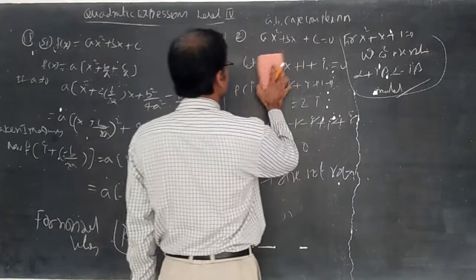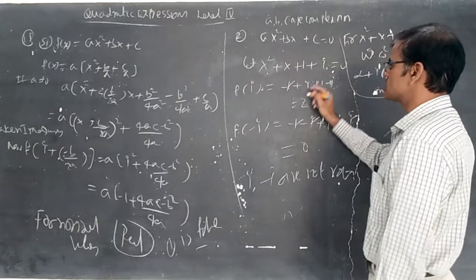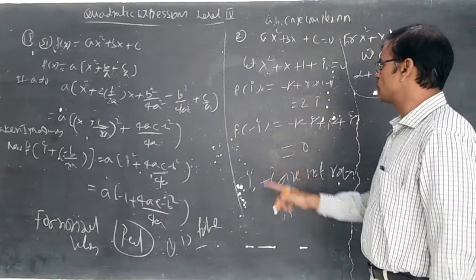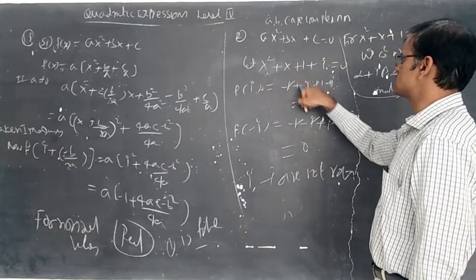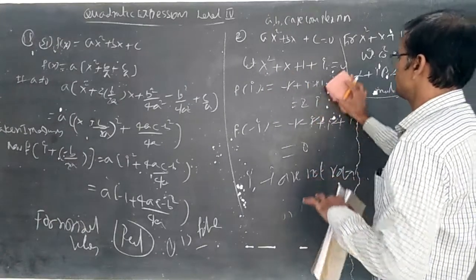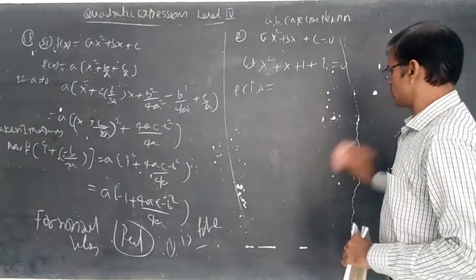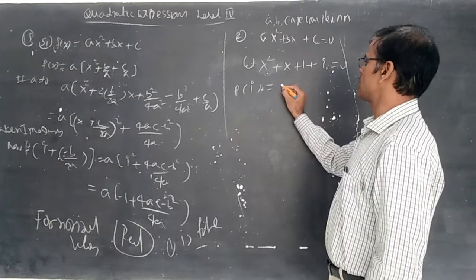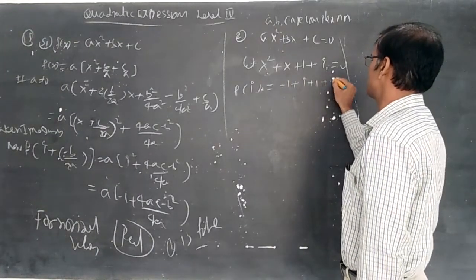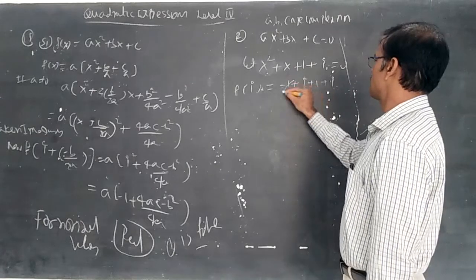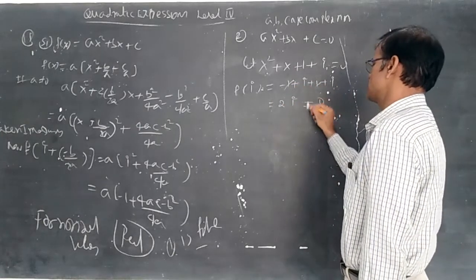Now, if a, b, c are complex numbers, let us consider x² plus x plus 1 plus i. If f(i) equals 0, substituting i here: i² plus i plus 1 plus i. Substitute i² as minus 1, so minus 1 plus i plus 1 plus i. Here minus 1 plus 1 get cancelled. This is 2i, not equal to 0.